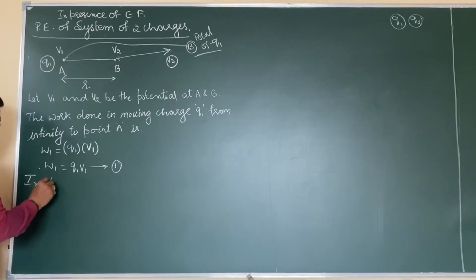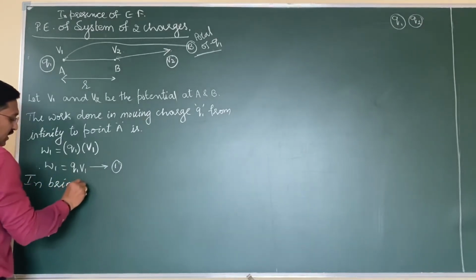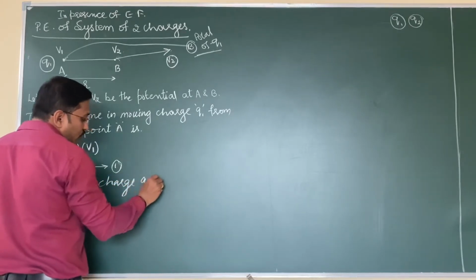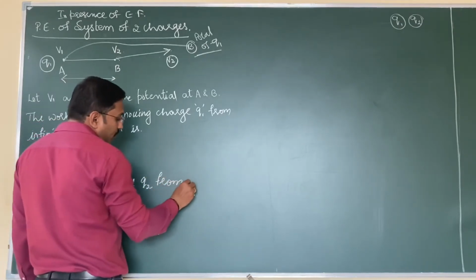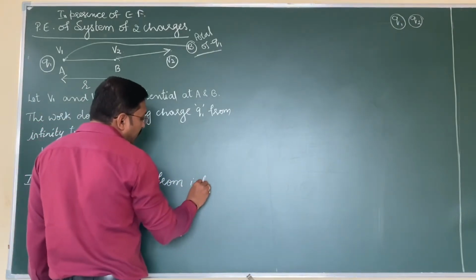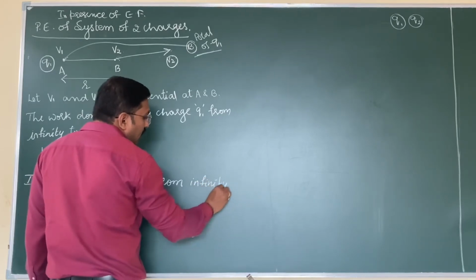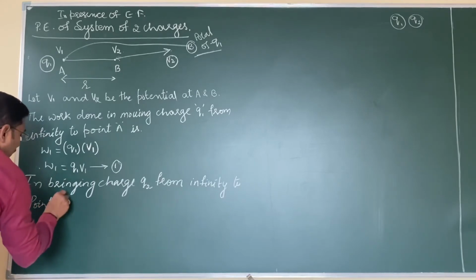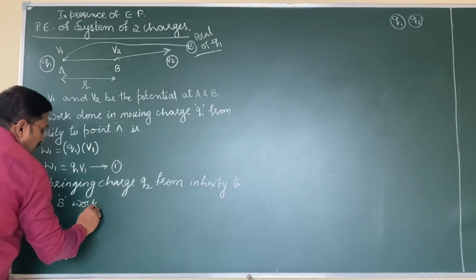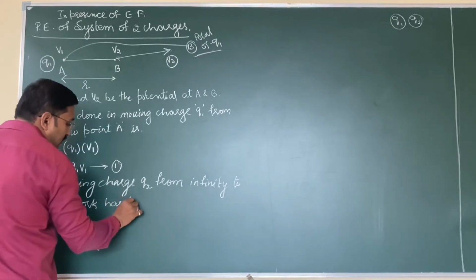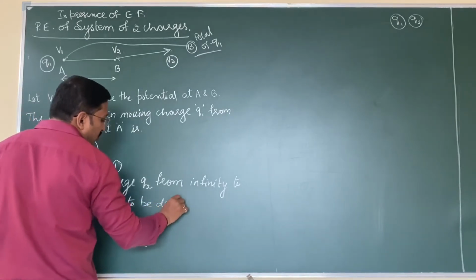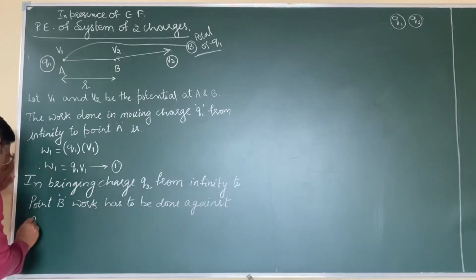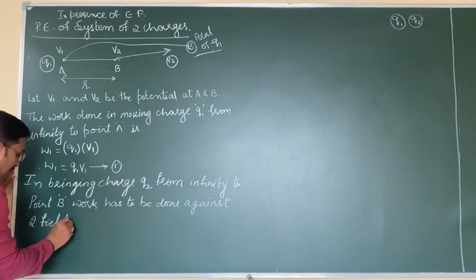In bringing charge Q2 from infinity to point B, work has to be done against two fields. Work has to be done against the two fields.